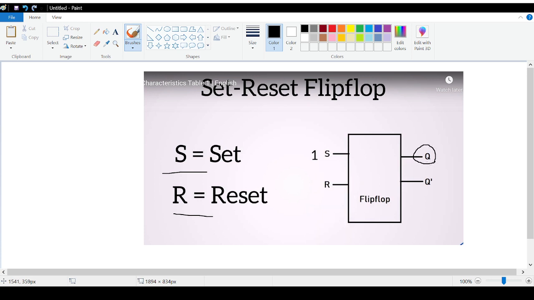Q is the value that will be stored inside the flip-flop, and Q bar is the complement of Q. So I have 2 bits to pass the command, S and R. Remember that S means set. This means storing the value 1. If I want to store the value 1, then I will pass 1 through set and I'll pass 0 through reset. As a result, the flip-flop holds the value 1 and the value of Q will be 1.